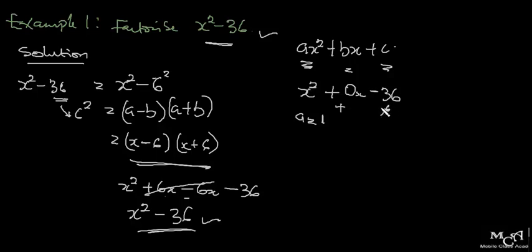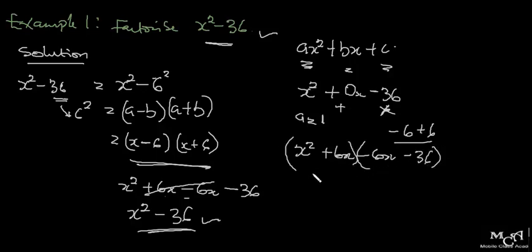When we multiply, it's going to give us minus 36, but when we add, it's going to give us 0. So what are the two values of 36? We know that 6 times 6 is 36. What can we do to give us 0? If we replace 0 with minus 6 plus 6, it is going to be x squared plus 6x minus 6x minus 36.